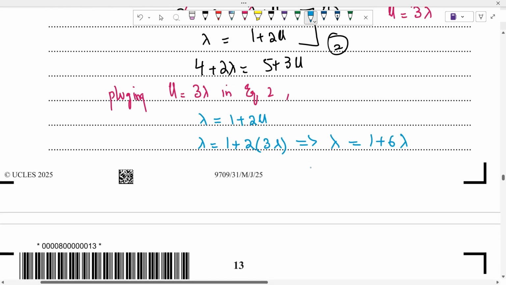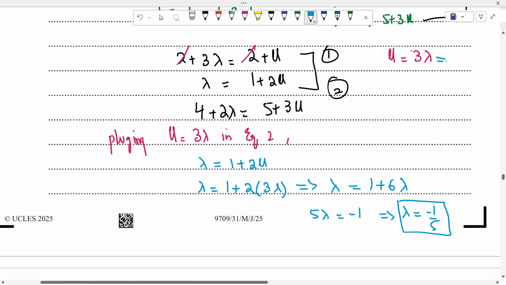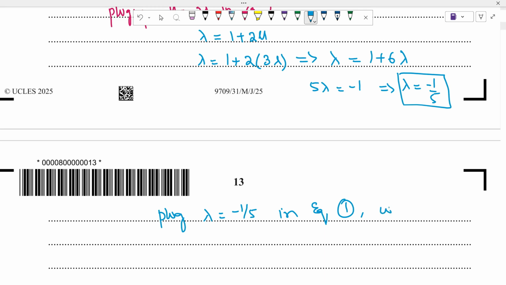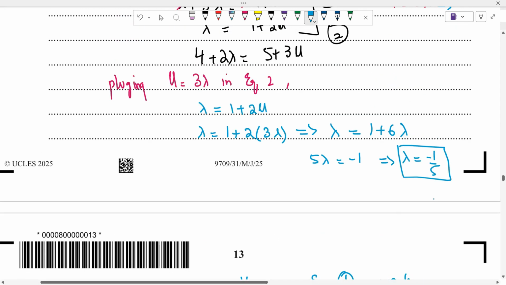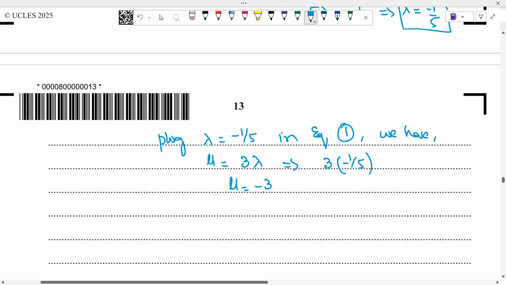Solving further, we will have 5 lambda is equal to -1, and lambda is equal to -1 over 5. So we have the value of lambda. Plugging this lambda value in equation 1 to find the value of mu: plug lambda is equal to -1 over 5 in equation 1. So we will have mu is equal to 3 times lambda, and in this case lambda is -1 over 5, so mu is equal to -3 over 5. So we have the value of lambda and mu.